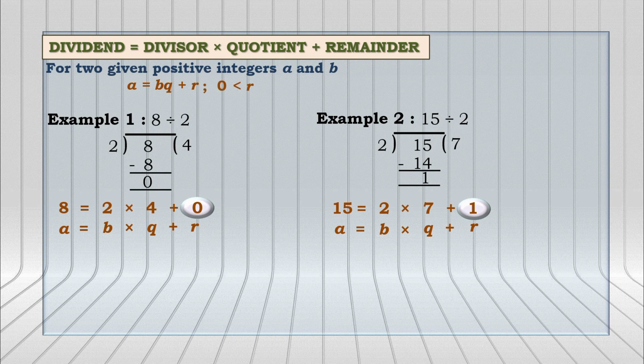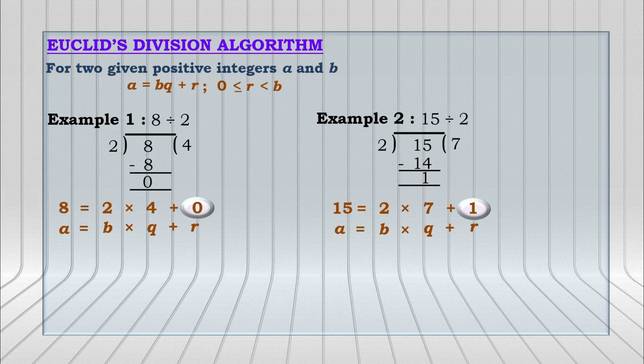So 0 should be less than or equal to R, and R should be less than B. That means the remainder will be a value from 0 to less than B, that is, less than the divisor. In this case, since the B value is 2, the remainder can be 0 and 1 only. This is called Euclid's division algorithm.